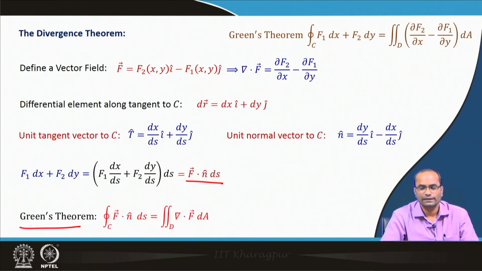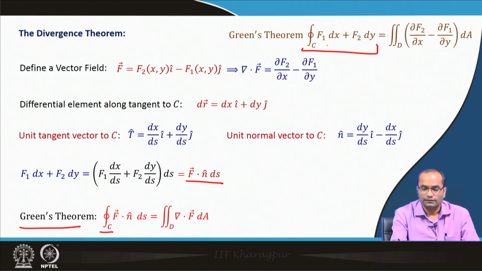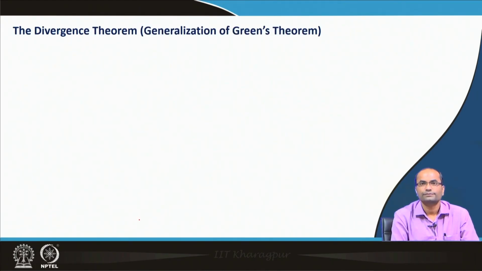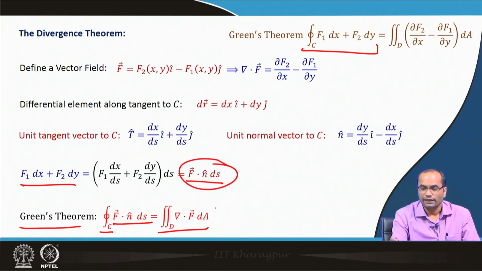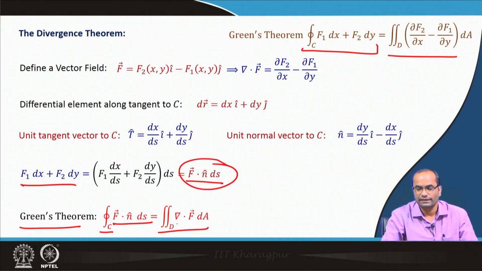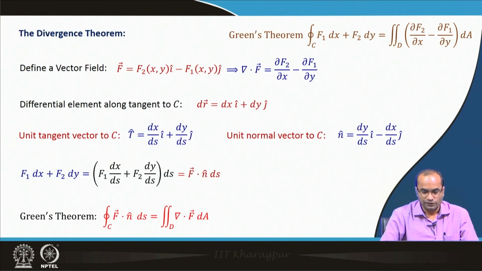So, we can now rewrite Green's theorem again. The closed integral over the closed curve C of f1 dx plus f2 dy is now the integral of f dot n ds, and going back, it is equal to the right hand side, which was the area integral of the partial derivative of f2 with respect to x minus the partial derivative of f1 with respect to y. That was the divergence of f. So, here this integrand we have replaced with the divergence of f.